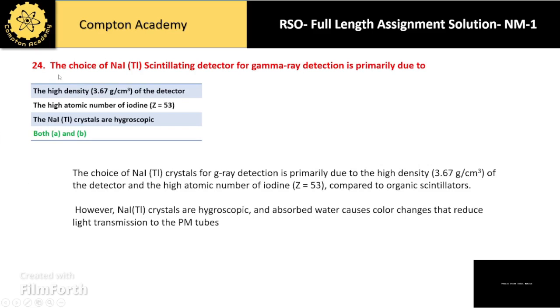The question number 24 is, the choice of sodium iodide thallium doped scintillation detector for gamma ray detection is primarily due to. So the choice of the sodium iodide scintillation detector is primarily because of the high density and the high atomic number of the iodine. Here the hygroscopic nature will deteriorate the efficiency of this sodium iodide detector, so it is not a primary choice. So A and B will be the correct option for this.